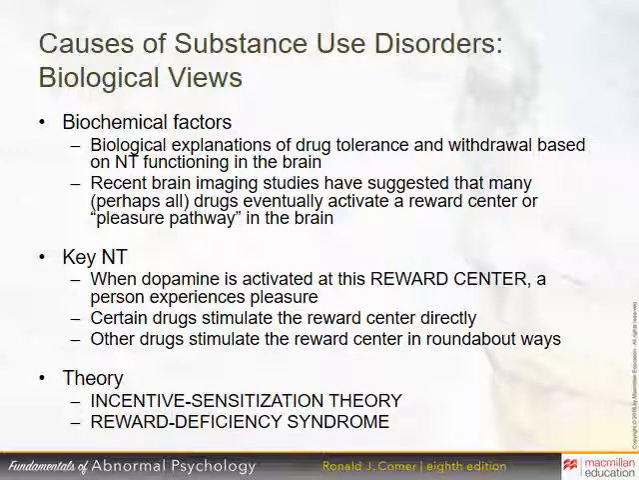So the theory here, incentive sensitization theory and reward deficiency syndrome. The idea is that if you have become desensitized to the impact of the reward center being activated, then you will need to increase your tolerance, or the amount that you're taking, to try to activate that again. And reward deficiency syndrome is the idea of essentially the opposite effect. Okay?